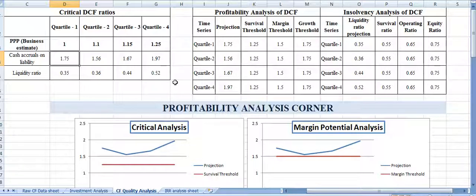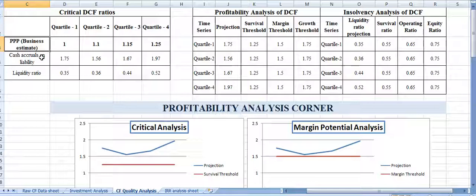In our presentation now, we would be looking at some critical factors, critical ratios, and doing the analysis for both profitability as well as insolvency. Let's begin the discussion with the evaluation of the critical DCF ratios, or the discounted cash flow ratios, where we have already discussed the first parameter, the PPP or the business estimate, which influences the profitability and the sustainability of the project. We have discussed at length on this aspect.